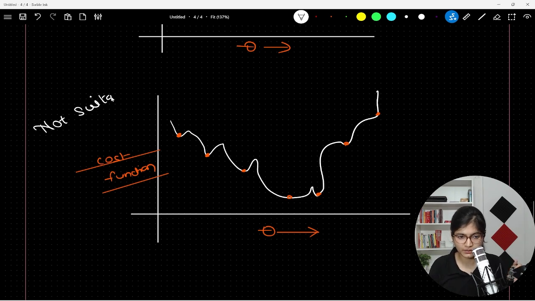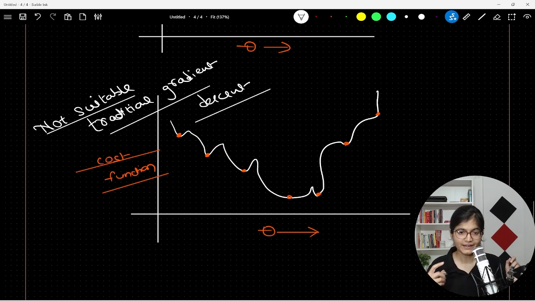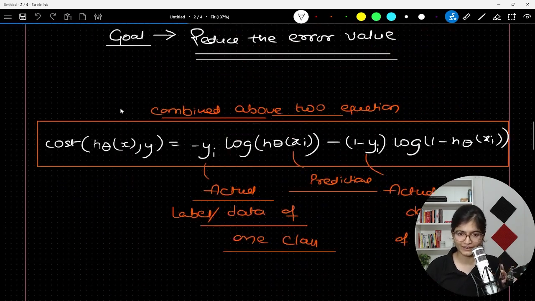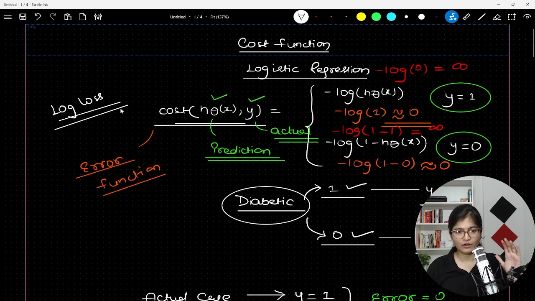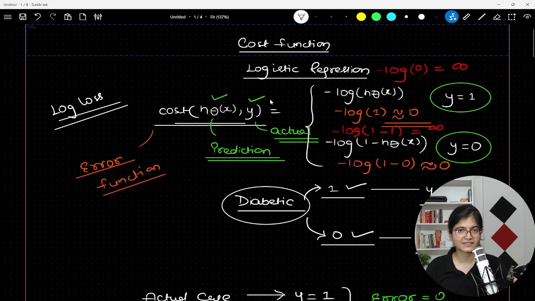Traditional gradient descent algorithms are not suitable for this particular logistic regression, right? Maybe I missed some words, but I hope you will be able to understand what I'm trying to convey. So that is the only reason why we went to the above log loss cost function in case of logistic regression. So I hope that now the intuition behind this is pretty much clear.